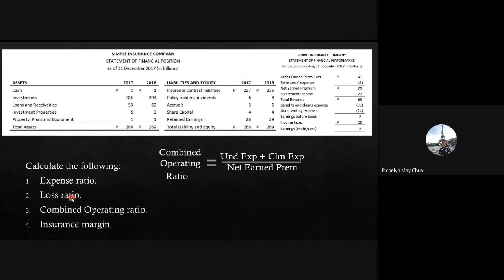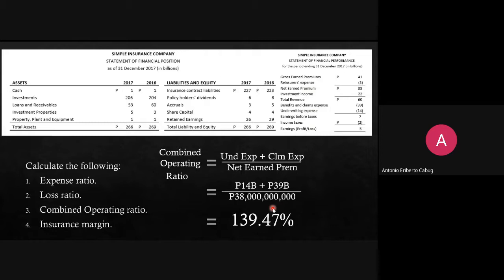Sir? Yes? Is it 139.47%? Okay, very good. You just have to add them up. Okay? You just have to add them up. So that would be 14 billion plus 39 billion, the underwriting expense and the claim expenses. Then just divide it by the net earned premium. Very good. That's 139.47%. We call this the combined operating ratio. You just add the two.